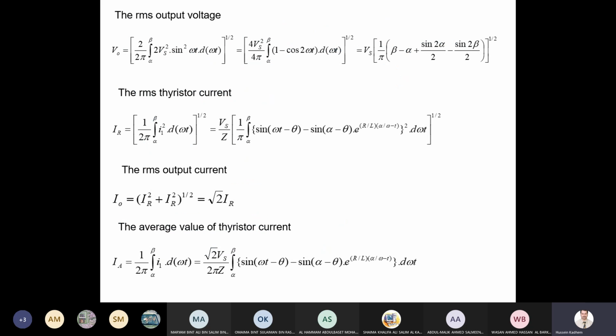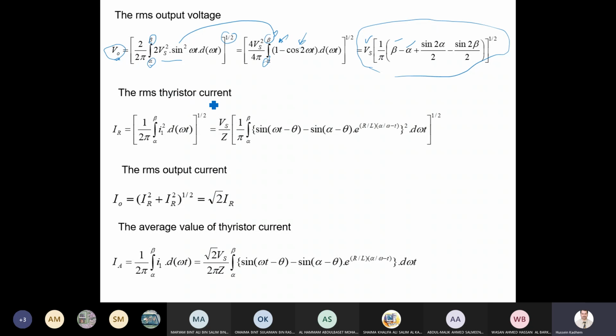Now the main target for me is to find the output voltage. The output voltage will be from alpha to beta, the conduction from alpha to beta, V squared and square root here. We convert sine squared into 1 minus cosine, definitely with 1 over 2 outside, by trigonometry. We integrate 1, it will be omega t. We integrate cosine, it will be sine, and we substitute from alpha to beta. We got this formula. I have Vs, and I need only alpha and beta to find the output voltage.